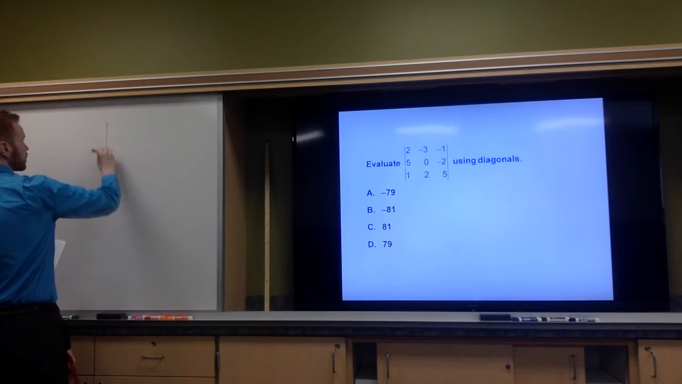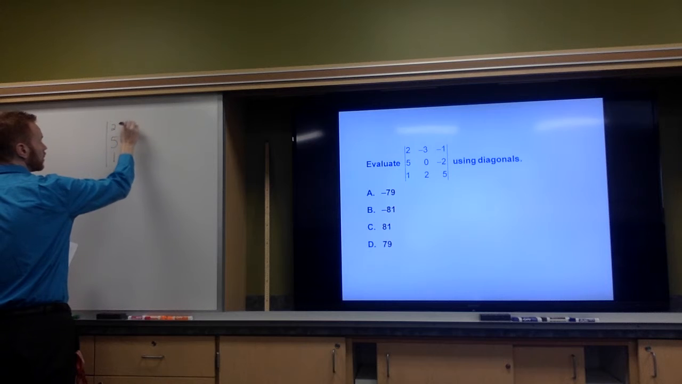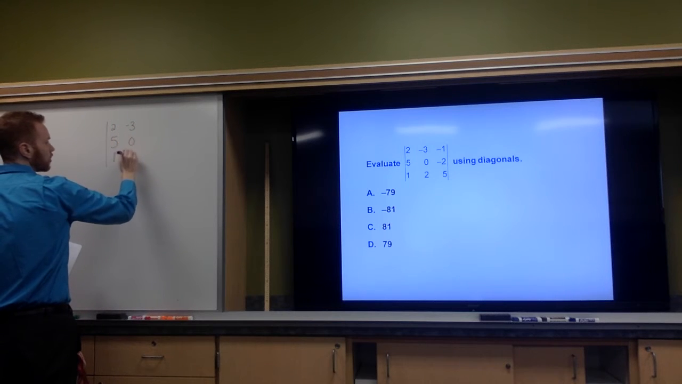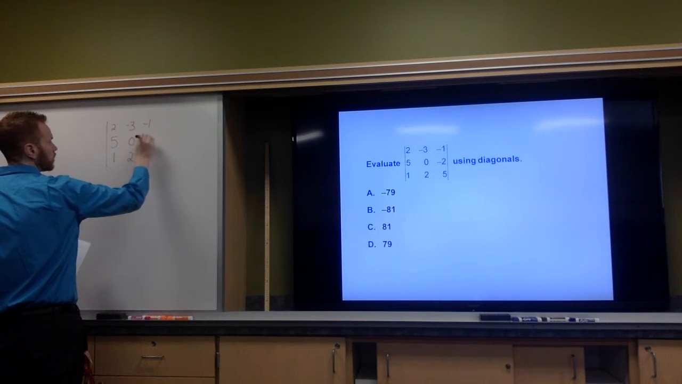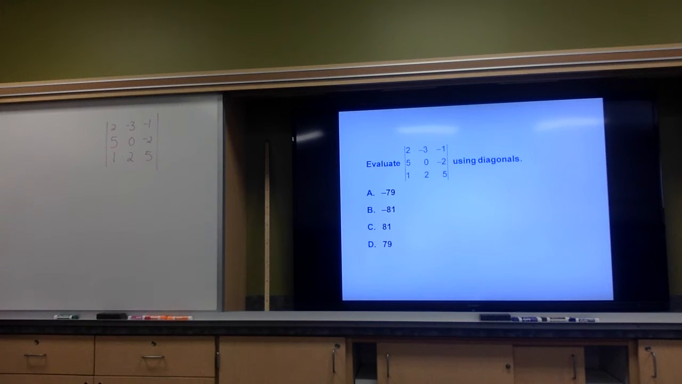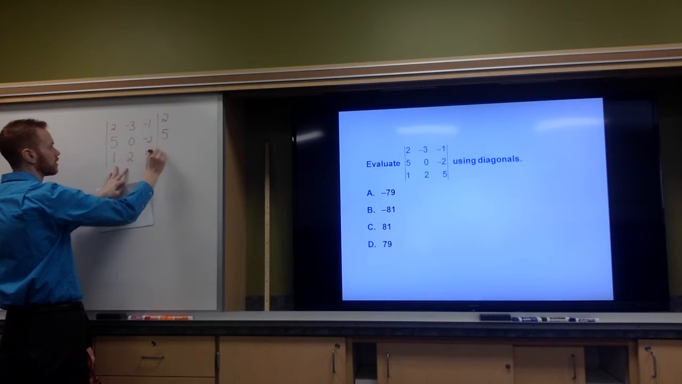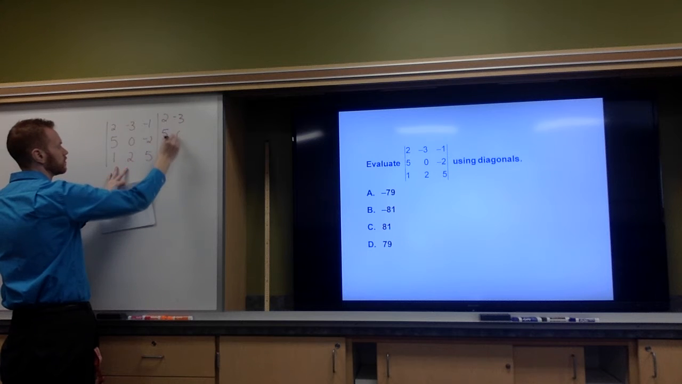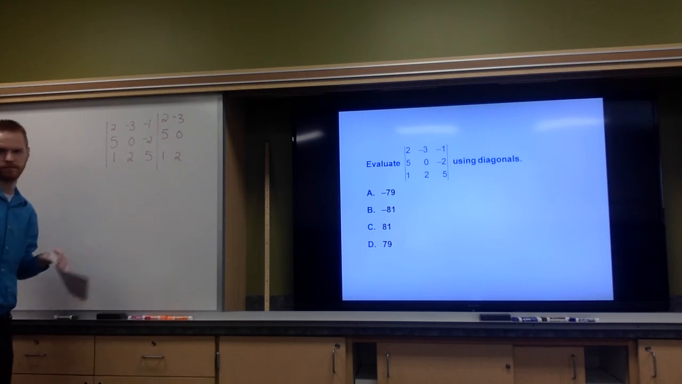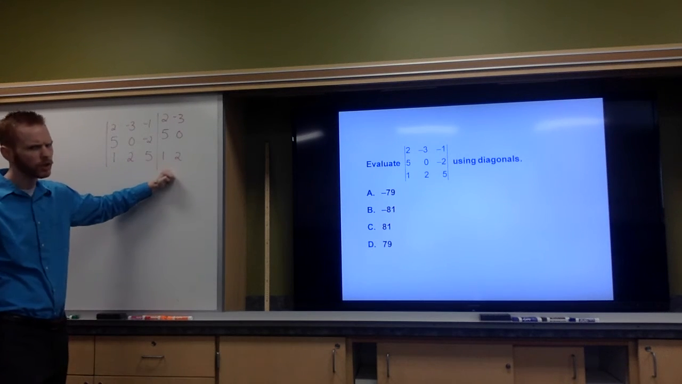Okay. So let's see. We have 2, 5, 1, negative 3, 0, 2, negative 1, negative 2, and 5. We want to find the determinant of this 3x3. So first step, take the 2 columns, add them, the outside here. Not the third column. Don't you dare take that third column out. Just these 2. That's all you get.